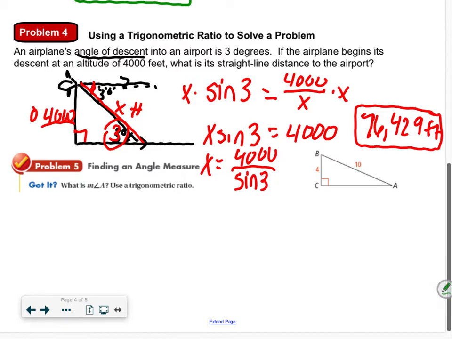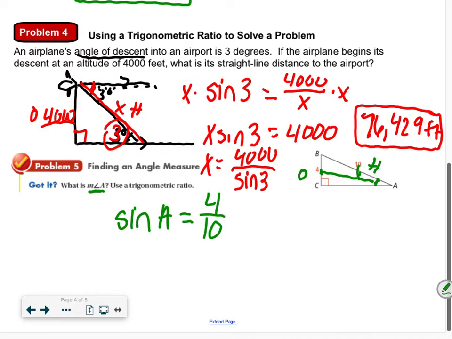Looking for the trigonometric ratio here involving angle A. I want to know how angle A relates to 4 and to 10. Well, 4 is opposite, 10 is my hypotenuse, so I'm using a sine again. The sine of angle A is my opposite 4 over my hypotenuse 10.